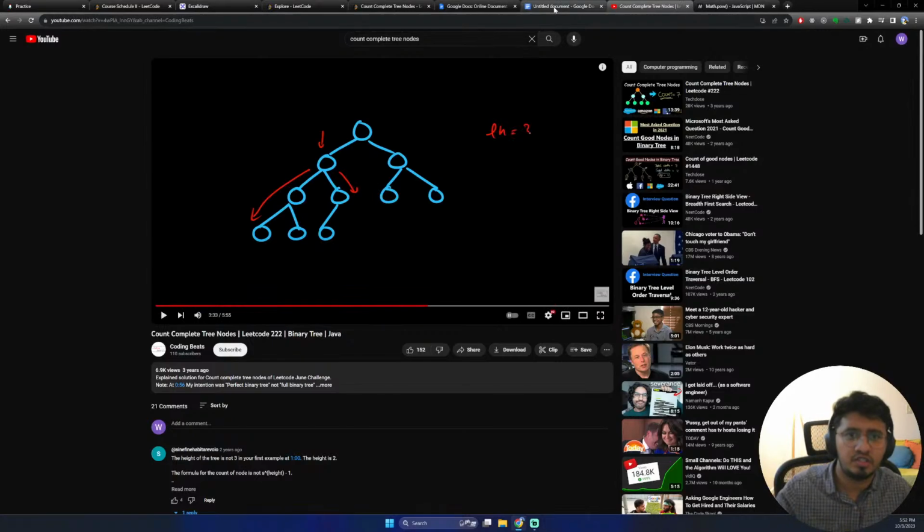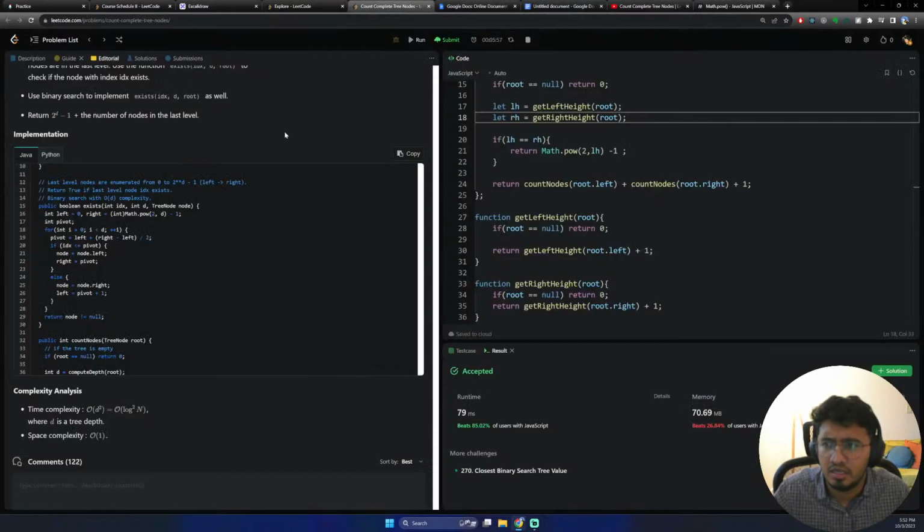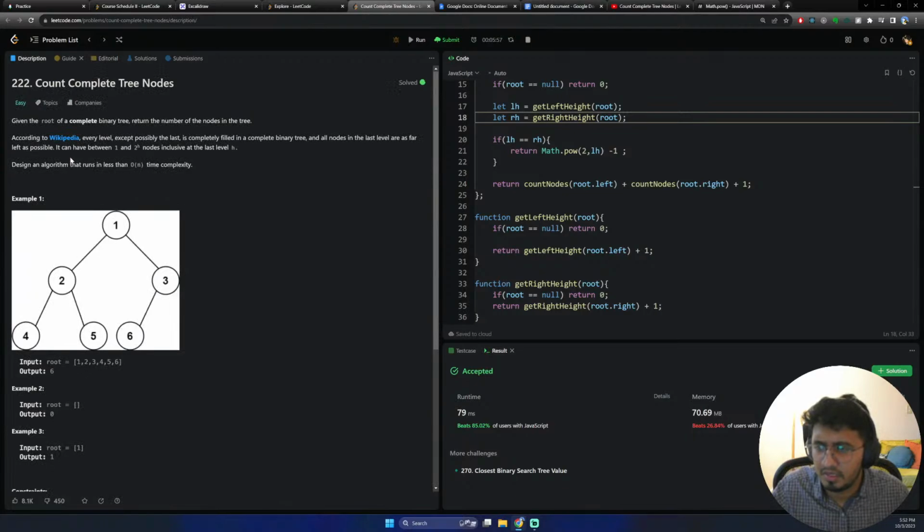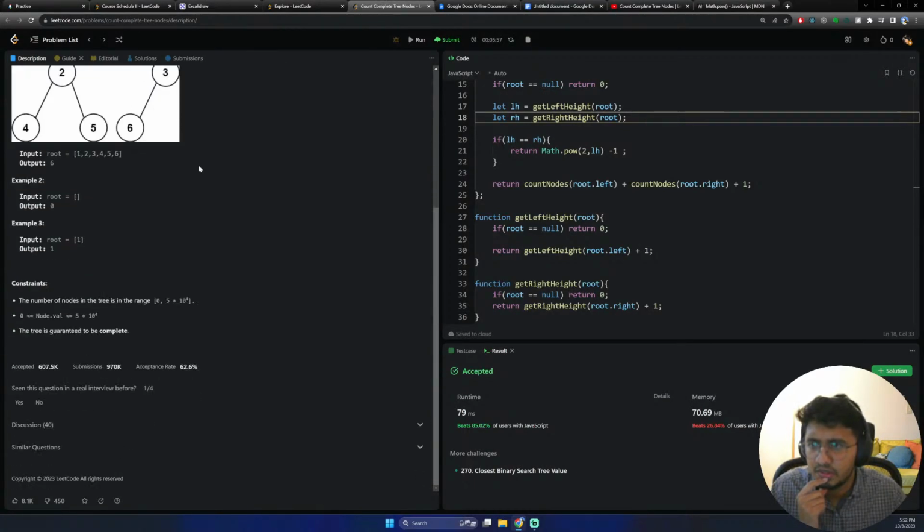This is a good question. Even though it's easy, the tricky part is understanding how we can use the fact that it is a complete binary tree. So yeah, that's interesting.